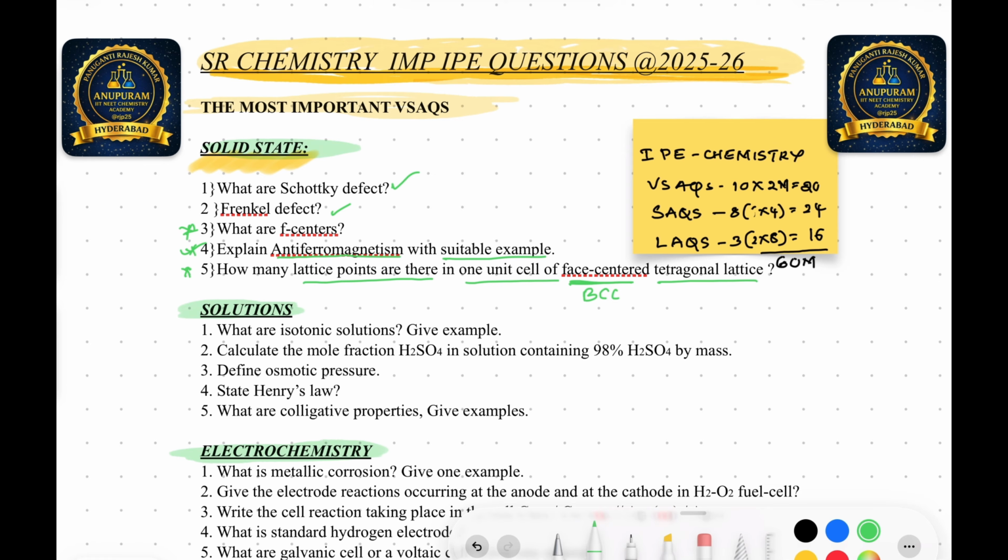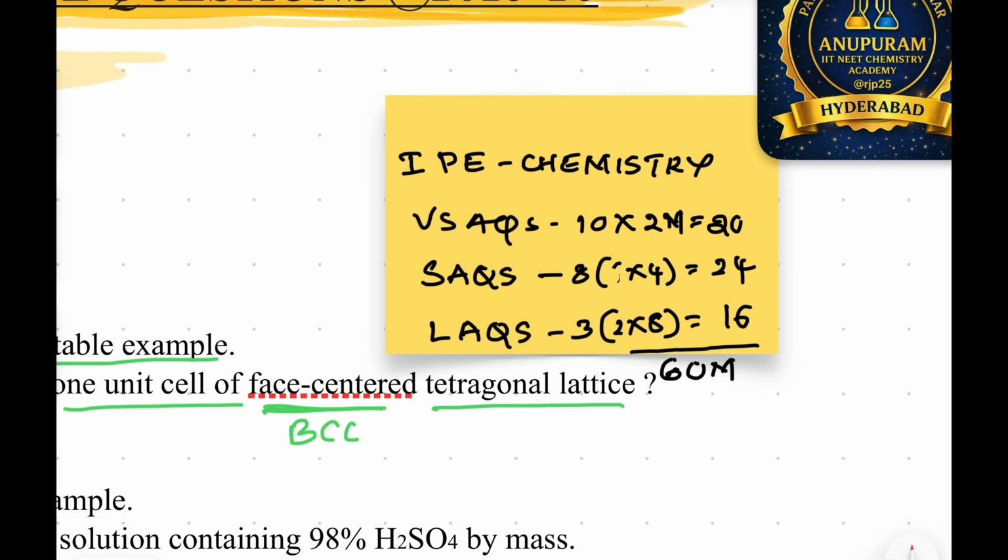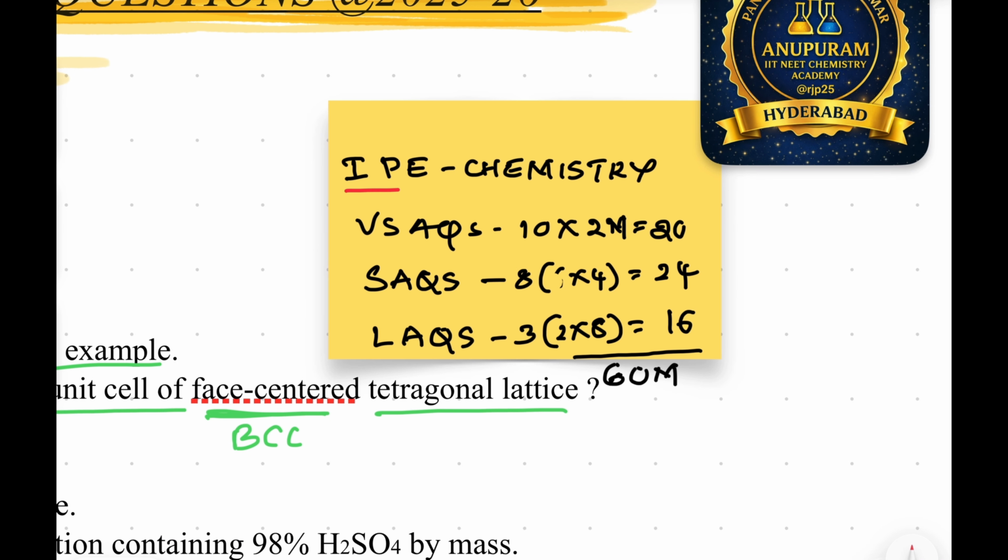Actually, we have a pattern of IPE examination. Once check it out. All of you see this. Generally, in the IPE examination, VSAQs are 10, and all 10 should be written. Each carries 2 marks, totally 20 marks. SAQs: you should write 6 out of 8, so 6 into 4, 24 marks, and 2 are optional.